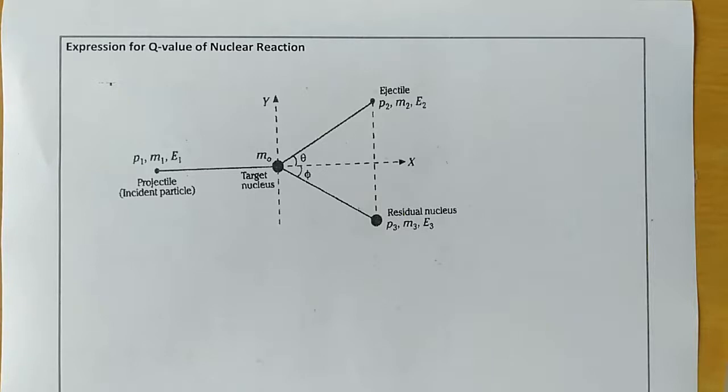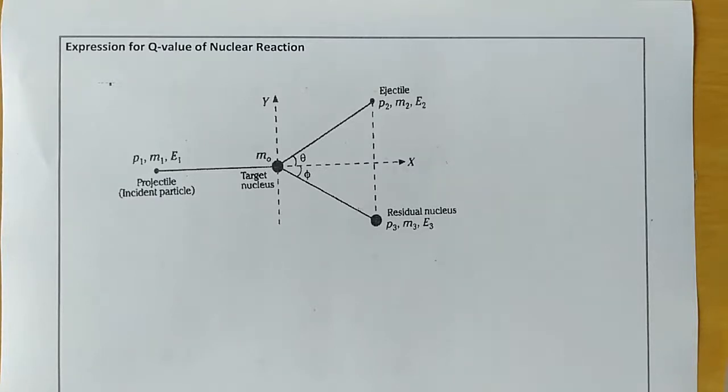There are two types of energy change. Based on that, nuclear reactions can be classified into exothermic or endothermic. If energy is released, the nuclear reaction is known as exothermic. If energy is absorbed, then that particular nuclear reaction is called endothermic. Now let us apply some conservation laws in order to calculate the Q value of a nuclear reaction.